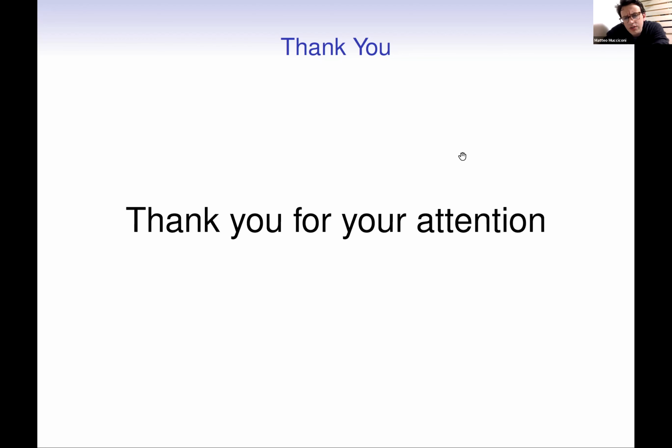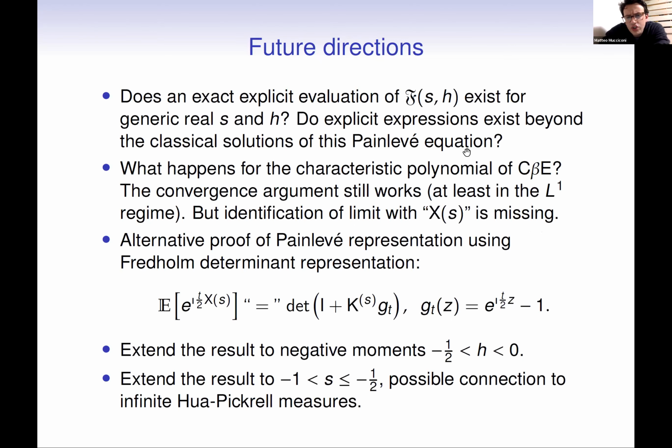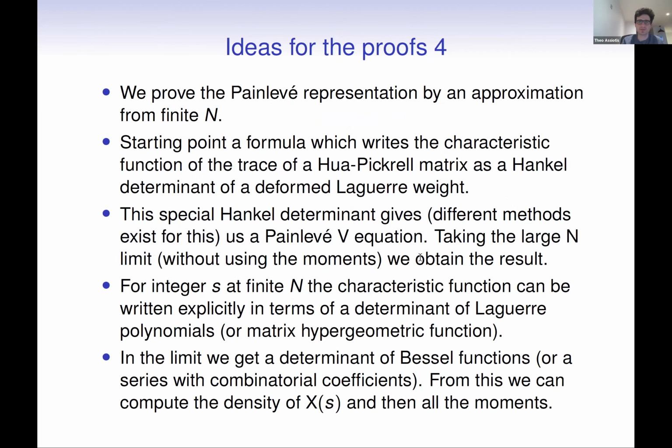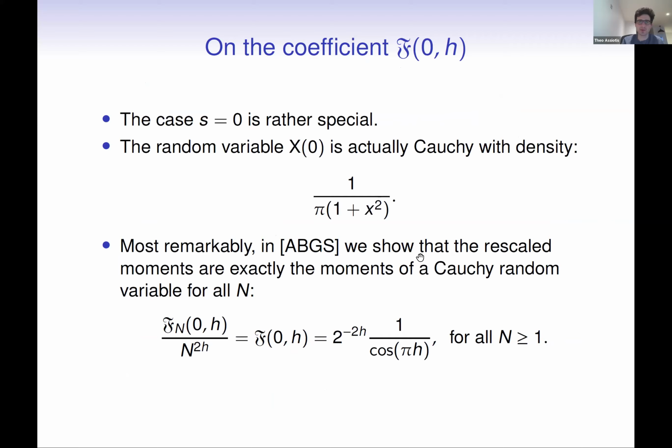Otherwise, I have a question about one of the points that you discussed in the last slide. So for general beta ensemble, you said that there is no generalization of this Hua-Pickrell measure. There is. Ah, okay. So for general beta, what is the generalization? So it's just the beta ensemble.